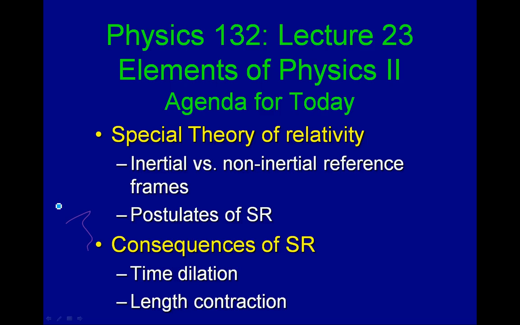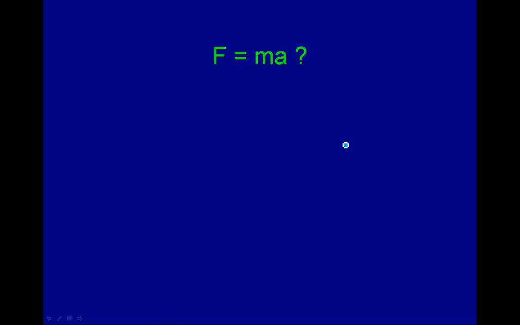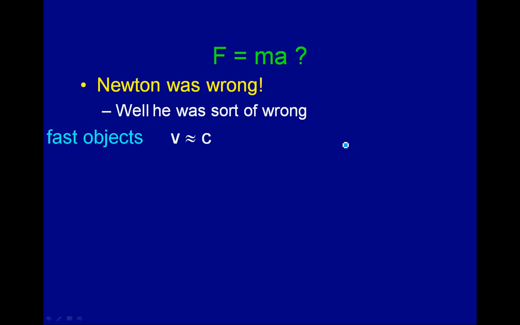Now we're starting our final chapter, chapter 36, which talks about the special theory of relativity. And so let's talk about this. We'll start out just with a description of what's going on. It turns out Newton was wrong about certain things. Well, he was sort of wrong.